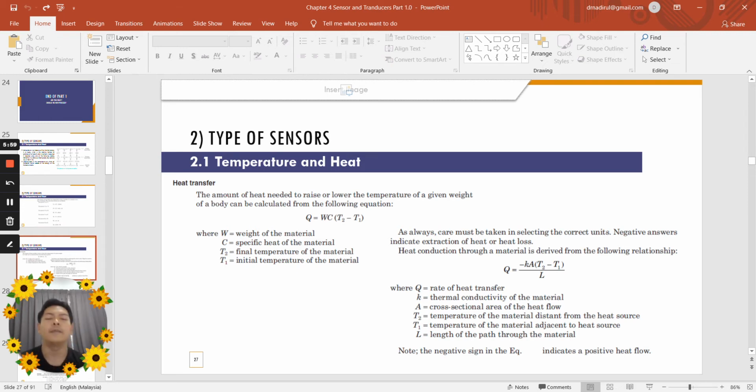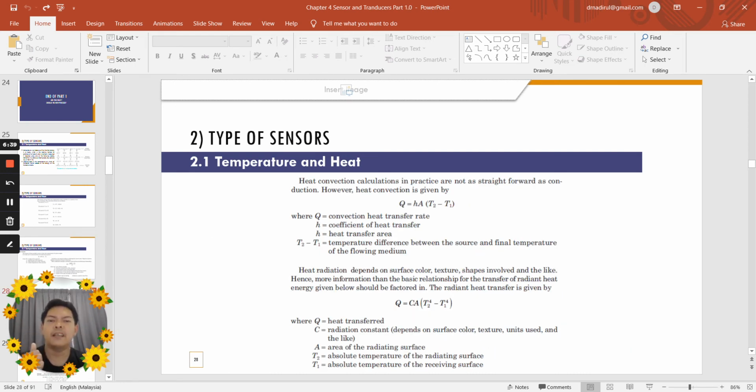Heat conduction through a material is derived from the following relationship, where Q is equal to the rate of heat transfer, K equals the thermal conductivity of the material itself, A is the cross-sectional area of the heat flow, T2 is the temperature of the material distant from the heat source, whereas T1 is the temperature of the material adjacent to the heat source, and L is the length of the path through the material. Note that the negative sign in the equation represents that there is a positive heat flow in the material itself.